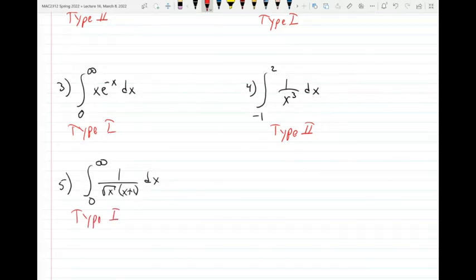That's it. It's also type 2. It's an issue with 0 there, right? So number 5 is both types. It's type 1 and it's also type 2.